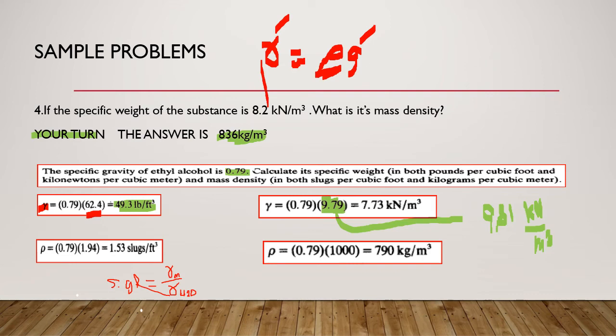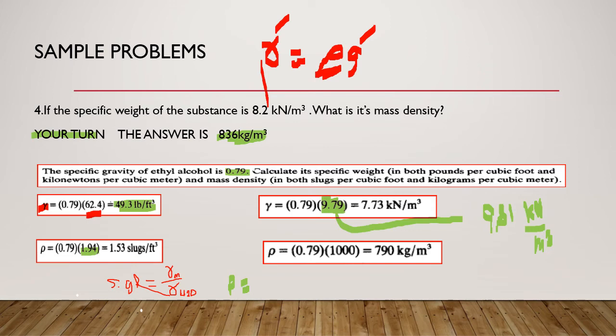Now, pinapakuha naman sa atin yung mass density. O yung mass density, ganun din yung formula. So, mass density is equal to relative density times rho of water. Saan nakuha yun? Sa cross multiplication, ano? Kin-cross multiply lang.